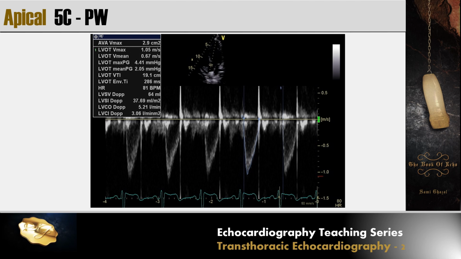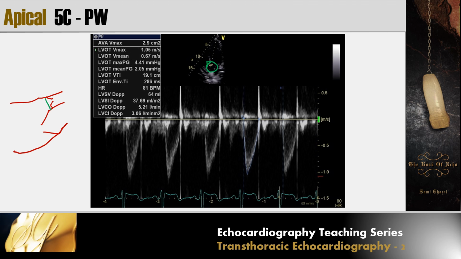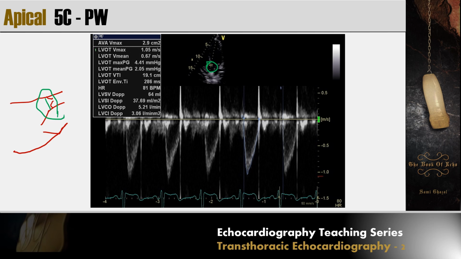Then acquire a pulse wave Doppler of the LVOT. If you remember, in the parasternal long axis, this is the LVOT here, this is the aortic valve, and this is the mitral valve here. So we measure it around 5 to 10 millimeter away from the aortic annulus, somewhere here. So now we have to do the same thing, and we have to measure the LVOT flow 5 to 10 millimeter away from the annulus here. Ideally, it should be exactly the same. So if you used 5 millimeter in the parasternal long axis, now you have to use 5 millimeter. So where you measure the dimension, you should measure the Doppler.